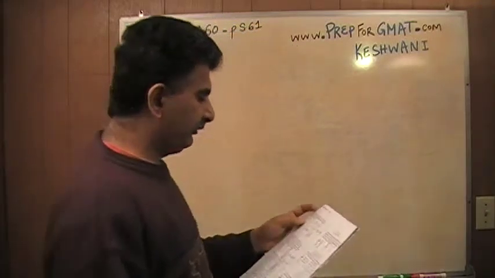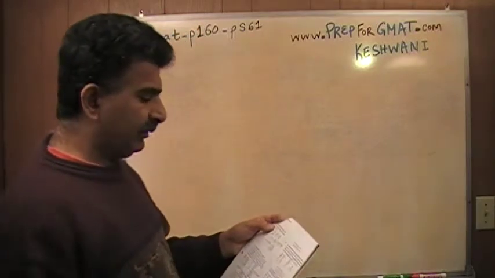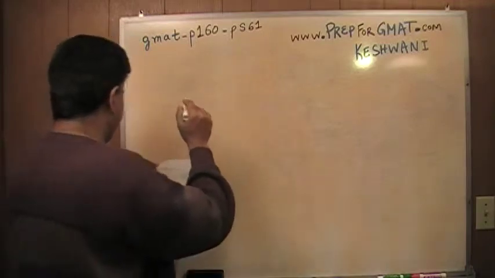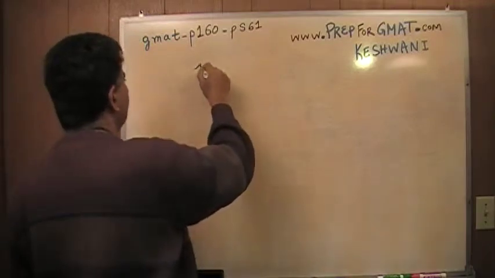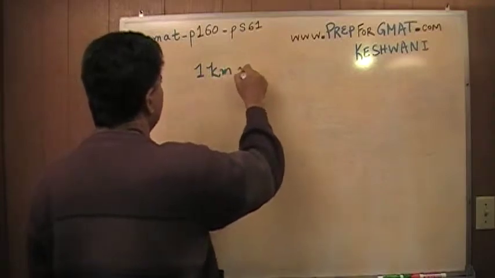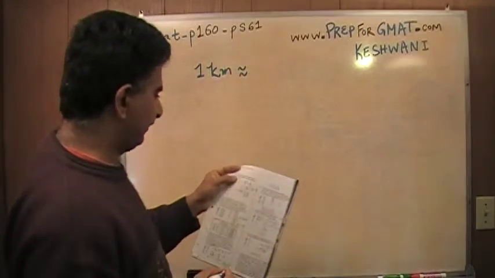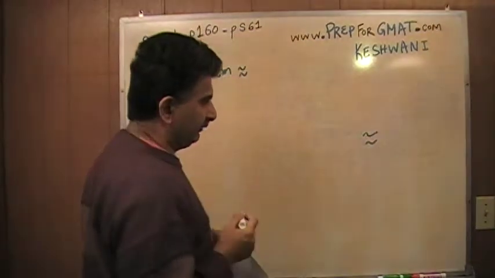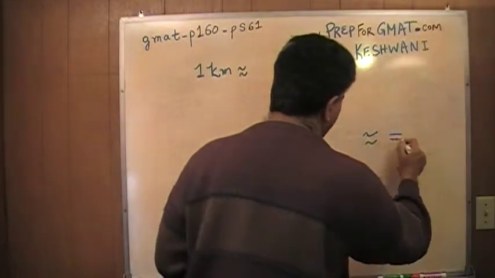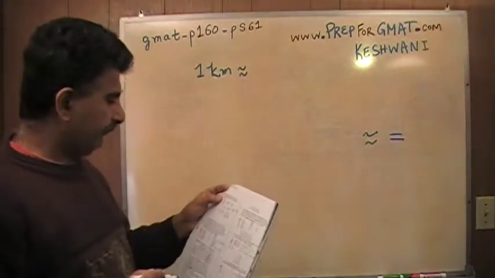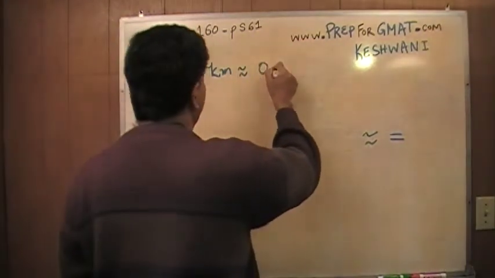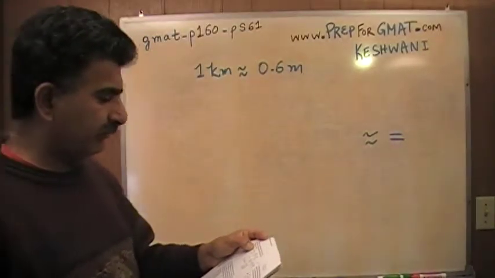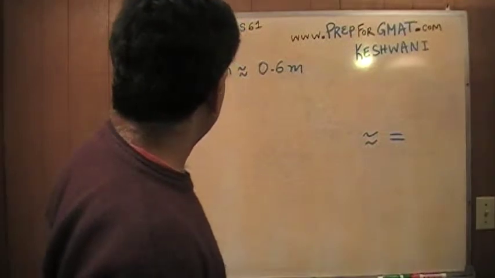Problem number 61. It says 1 kilometer is approximately equal to 0.6 miles. You have to have the book in front of you. Turn to page 160. 1 kilometer, I'm told, approximately equals 0.6 miles. For those of you who don't know, this symbol means approximately equal to, as opposed to equal to. Which of the following approximates the number of kilometers in 2 miles?